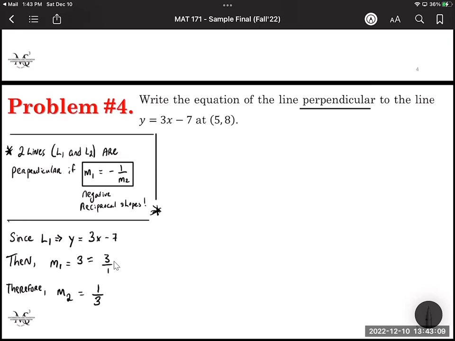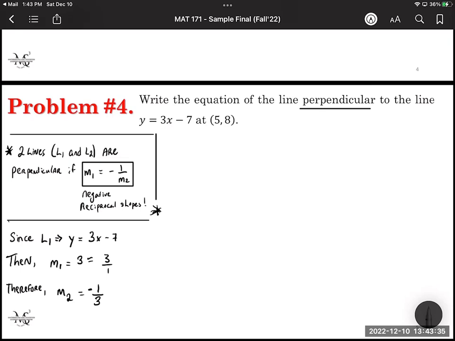But what am I missing here? The negative sign. Oh, yeah, right. Remember, the definition says negative reciprocal. So if M1 is positive, then M2 is negative. If M1 was negative, then M2 would have been positive. So keep that in mind.